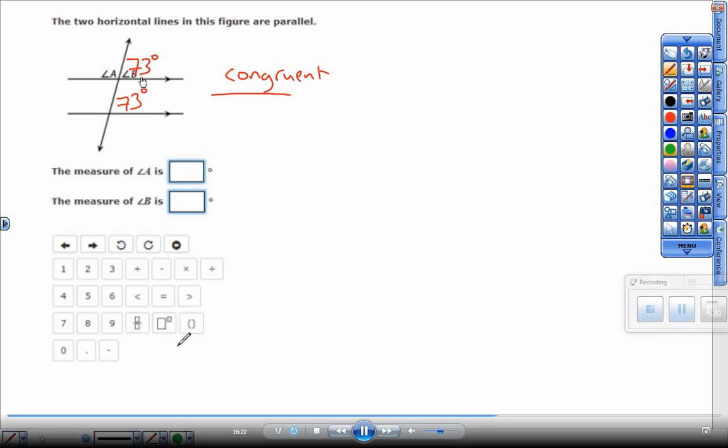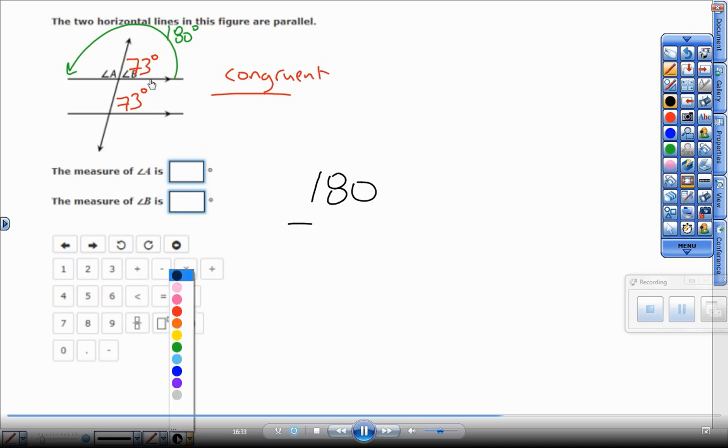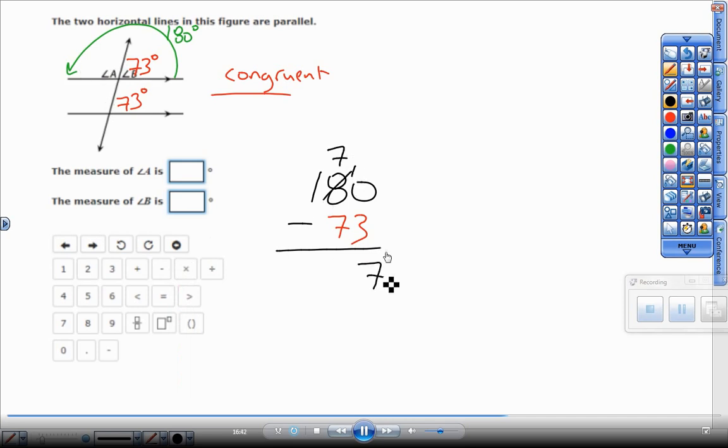And then to find A, if I take 180 minus that 73, I'll get what it takes to add to 73 to get that 180. So 180 minus 73 will give me what's left to add to 73 to get 180. So if I subtract that correctly, it gives me 107. And then again, make sure you type those in. Angle B, 73. Angle A is 107.